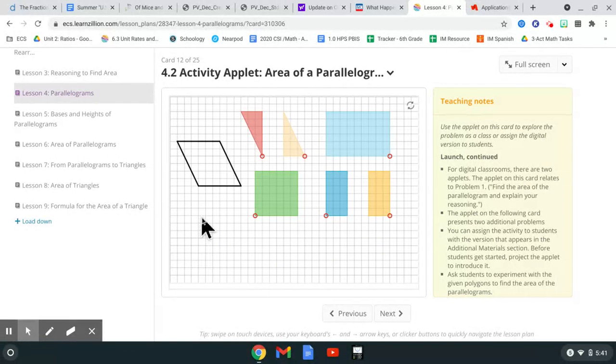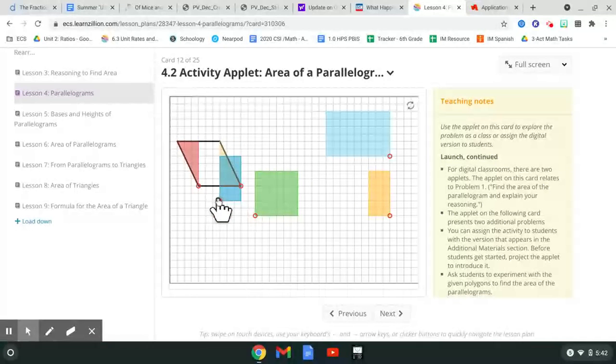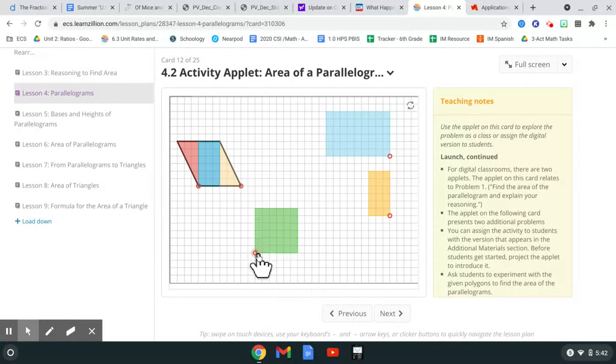Okay, so I have this little applet to show you. I have this parallelogram, and I can take this piece and put it in. I can take this piece and put it in. And then I could take this piece and put it in. And you can see that it's completely filled in. Now I'm going to move this piece out of the way.